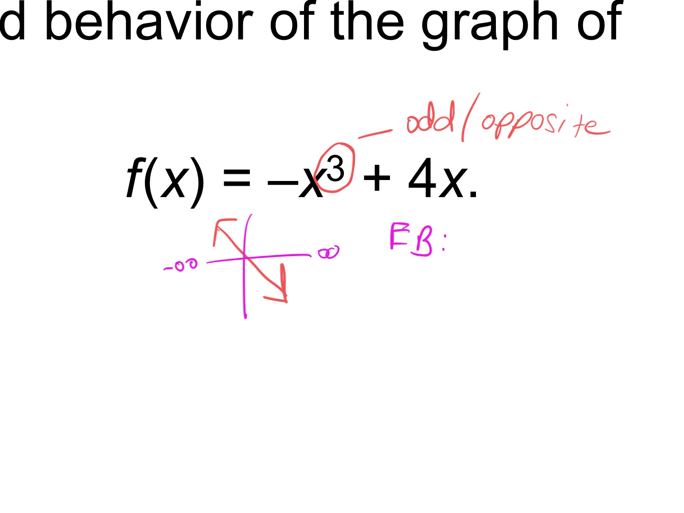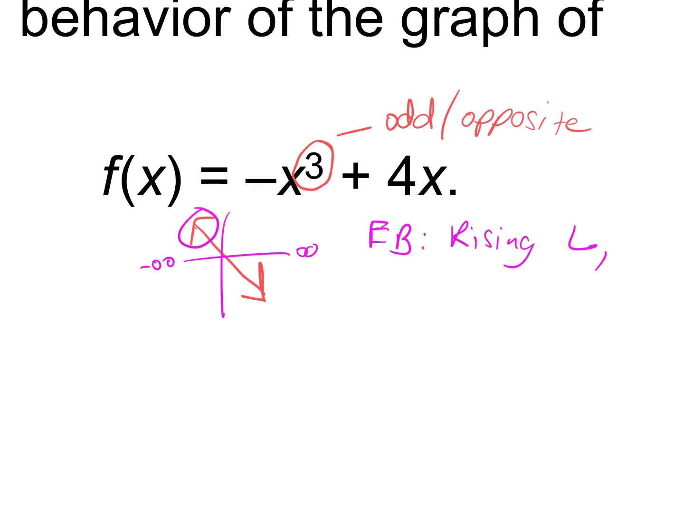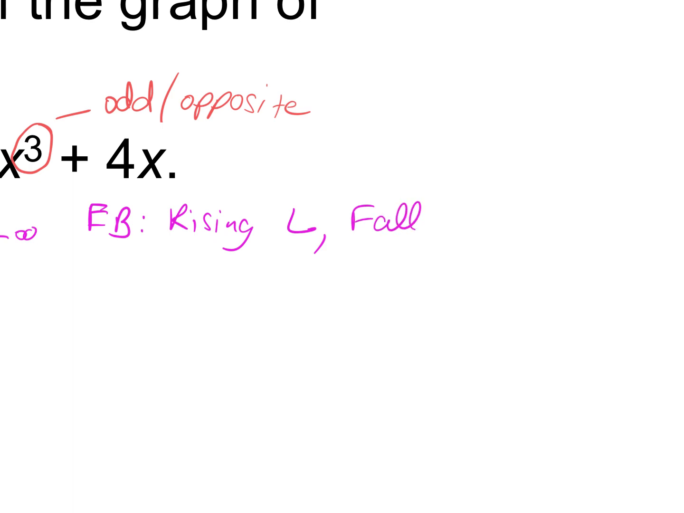So the end behaviors of this graph, you would tell me, are from left to right. What's it doing on the left-hand side? Rising or... Okay, try this again. On the left-hand side of the graph, what's going on? Which direction is my arrow going? Okay, so we're going to say it's rising left and what? Falling right. Thank you.